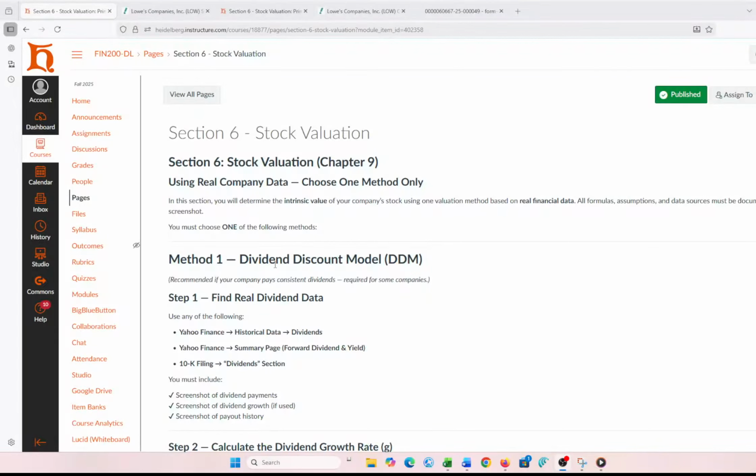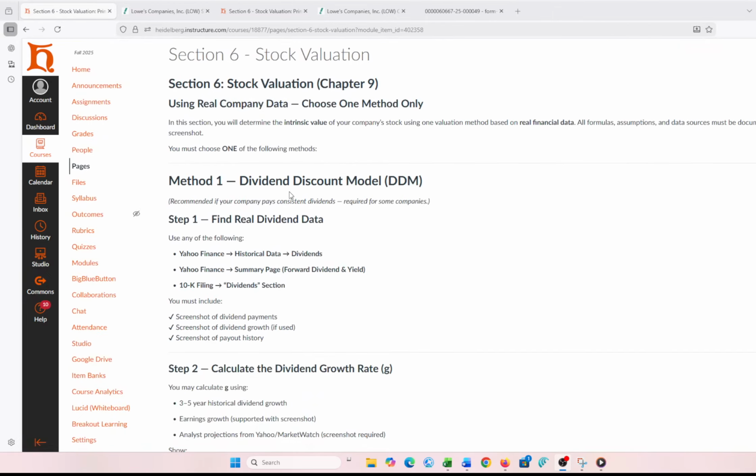Okay, so this is for section 6, which is stock valuation. You're going to have two different methods you can choose from, so you have to pick one of these methods. You could choose the dividend discount model. You have to have a dividend in order for this to work. If you don't have a dividend, it's not going to work.